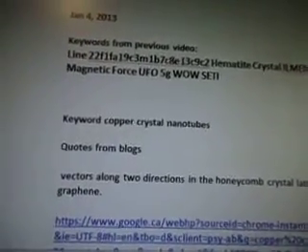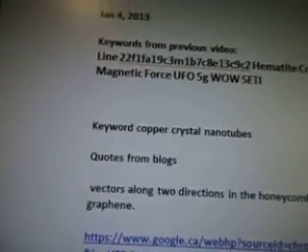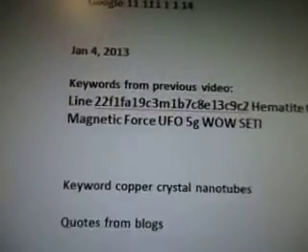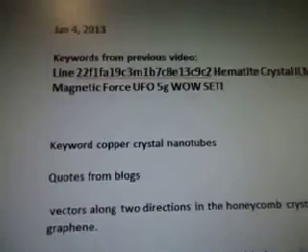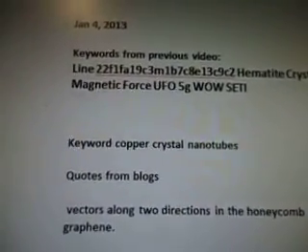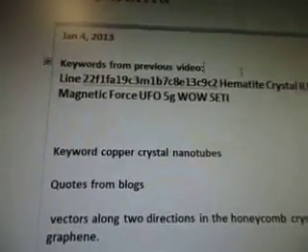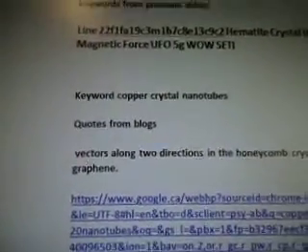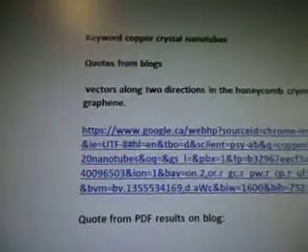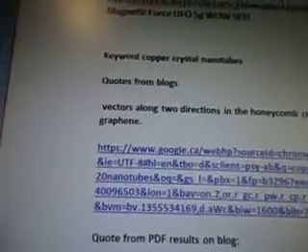Today is January 8th. The keywords from the previous video: line 22f1fa19c3m1b7c8e13c9c2. Hematite crystal, ilmenite, magnetic force, UFO, 5G Wow Seti. Give it a bit of a space there. So the keyword is copper crystal nanotubes, which is what I put together from the data from the previous video. So I decided to stick those three together and see what I find.